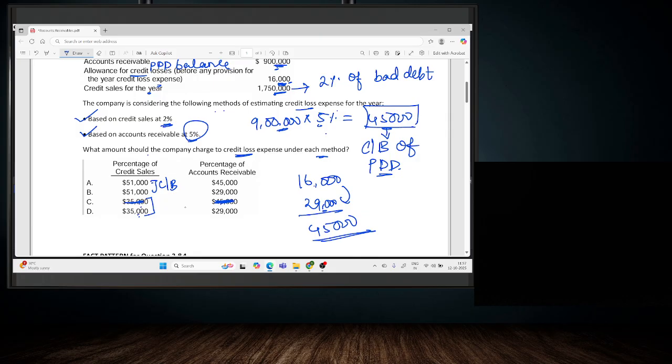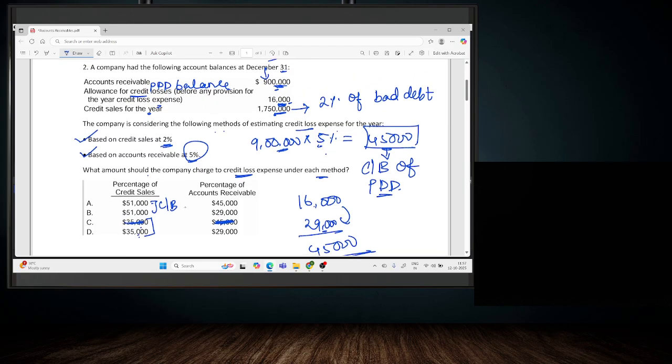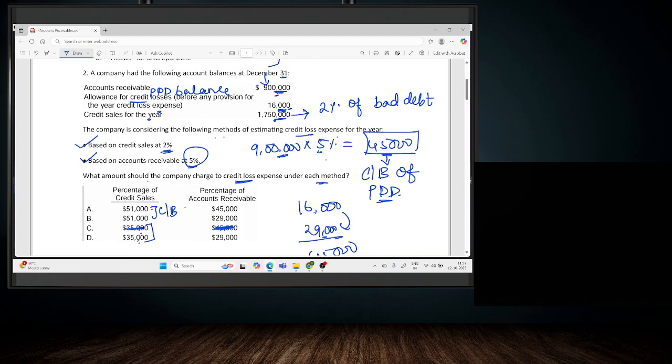So what is important to understand is, you need to check whether the credit loss is estimated as a percentage of sales or as a percentage of receivables. If it is estimated as a percentage of sales, here 2% of 17,50,000, that 35,000 is there, no? So the total 35,000 will go to P&L. Why? Because sales is an income statement figure. So this 35,000 will directly go to the income statement as an expense, right? Already we have 16,000. On top of that, we will add another 35,000. So closing balance will become 51,000.